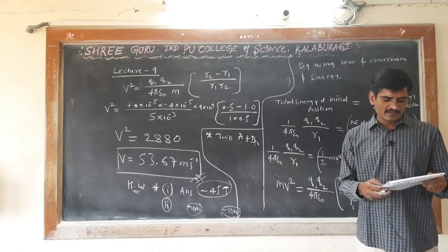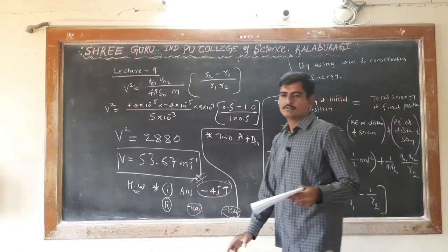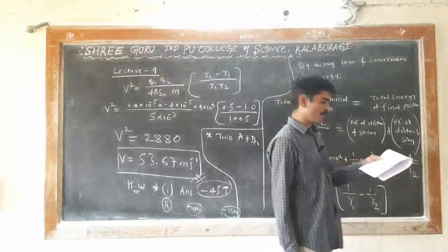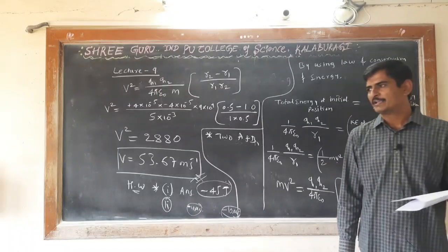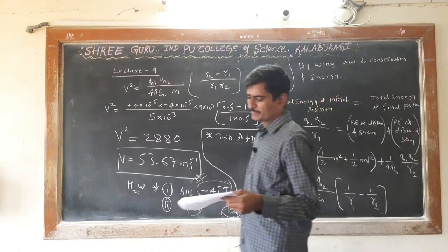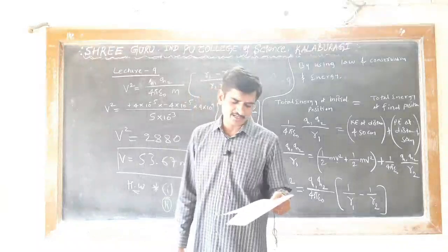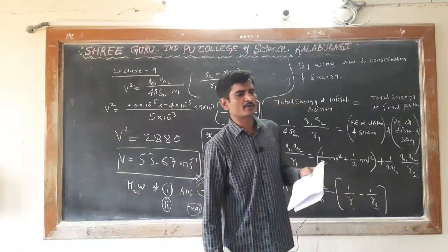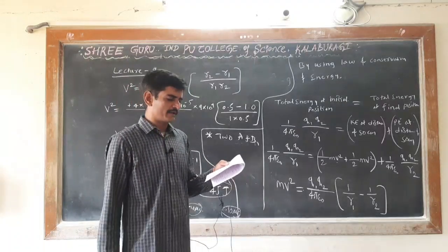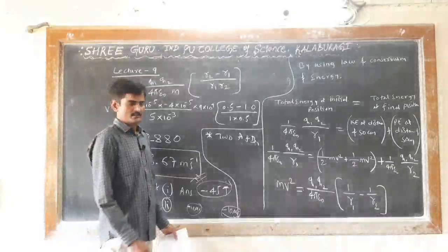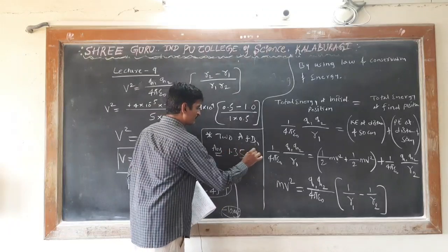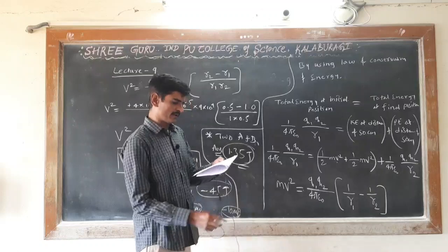Calculate the work done when a charge capital B is moved by 3 centimeter towards capital A. Okay. Solve this one on your own, and the answer for this one is 1.35 joule.